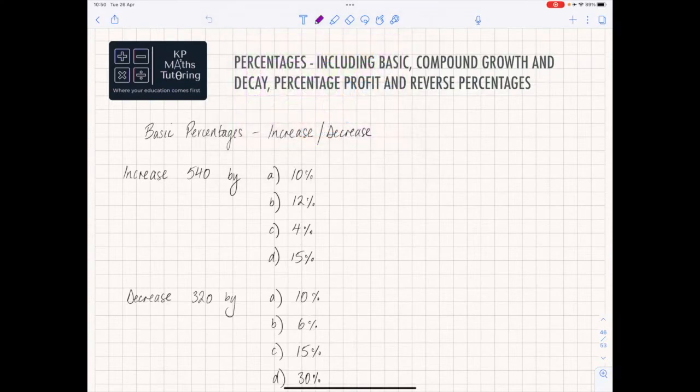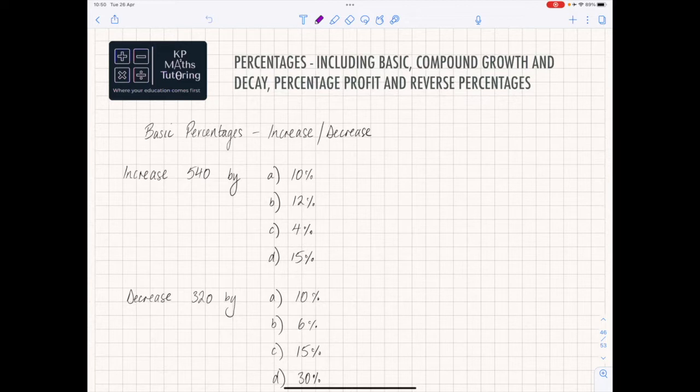Hi everybody, welcome to this next video. So in this one we're going to go through some percentage stuff. We're going to go from the basics all the way through to compound, percentage profit, and then reverse percentages. So this would be in higher and in foundation, so it's worth both tiers getting your head around it.